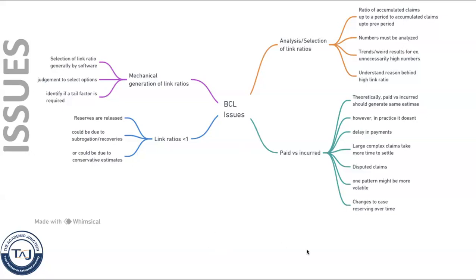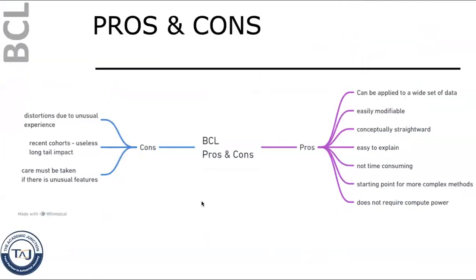Let's go to the pros and cons section. So you are right, absolutely right. It's easy to explain. Conceptually, it is very straightforward, right? It can be applied to a wide set of data points, so it's not a narrow thing. It is easily modifiable. You can modify the chain ladder method very easily, right?